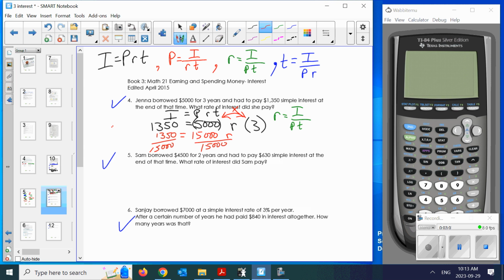Then I just toss in my numbers. The interest was 1,350. I can leave a dollar sign out. It's divided by 5,000, and the time was 3 years. Time has to be in years unless you're told something different. So the way you do that is figure out the bottom first. 5,000 times 3 is 15,000. So I'm going to squeeze this in here because I don't have a lot of space. So 1350 divided by 15,000.